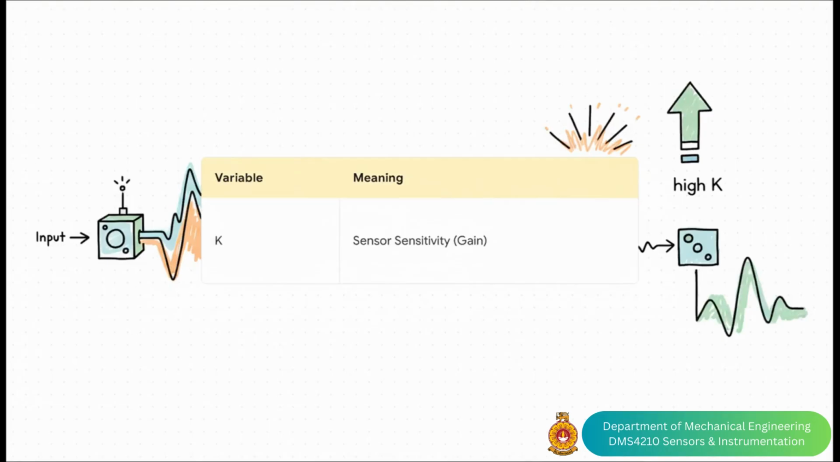So what is this K? Well, K is what we call the sensor's sensitivity, or its gain. Basically, it tells you how much the output changes for every little bit of change in the input. So, a high K means you've got a really sensitive sensor on your hands.